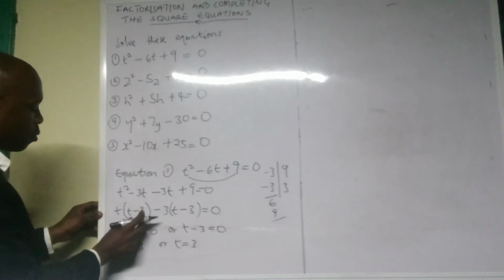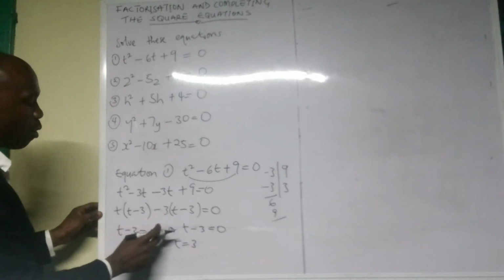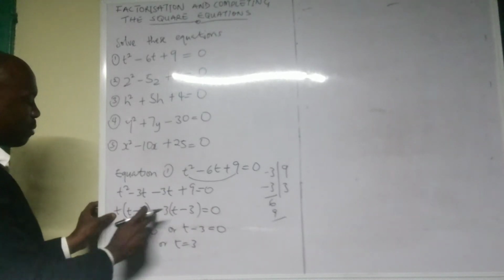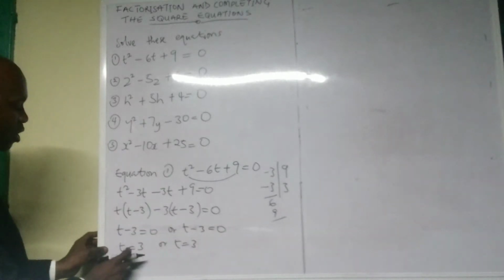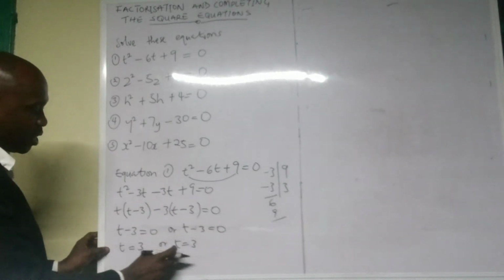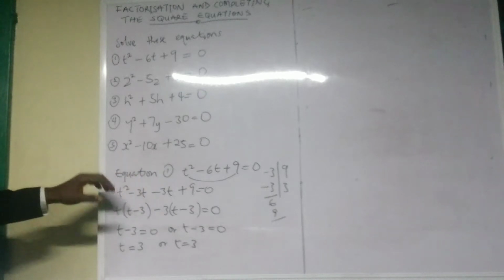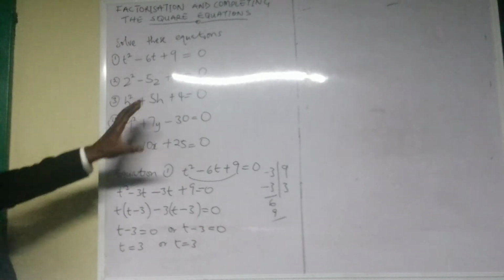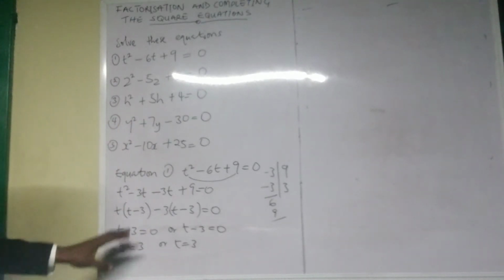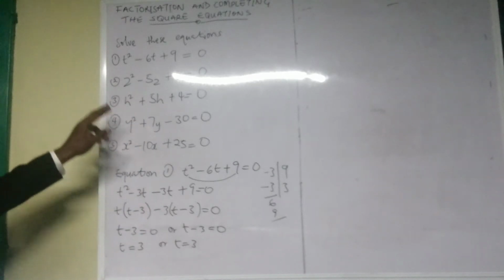So from there, we pick the one inside: t minus 3 equals 0, or the other answer, t minus 3 equals 0 too. So t equals 3 or t equals 3. So this is the method to work completing the square. Let's pick on equation 2.